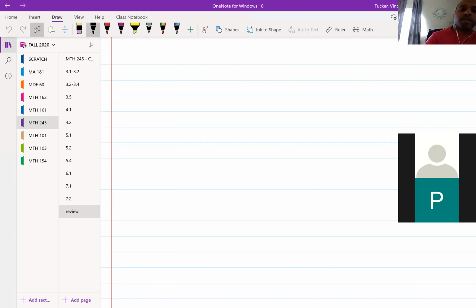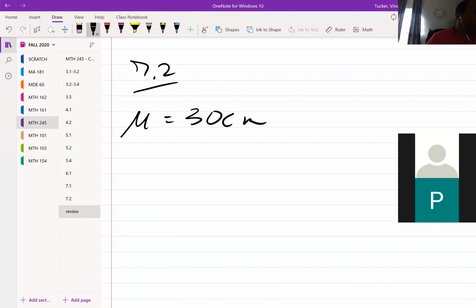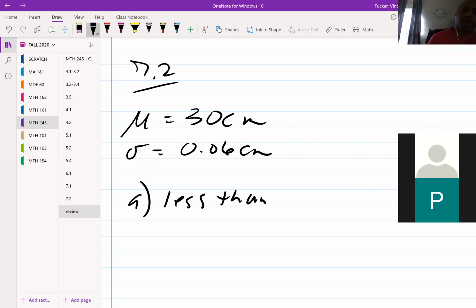This is 7.2. They give us our mean, it's 30 centimeters, standard deviation 0.06 centimeters. And the first question: what proportion of rods has a length less than 29.9?